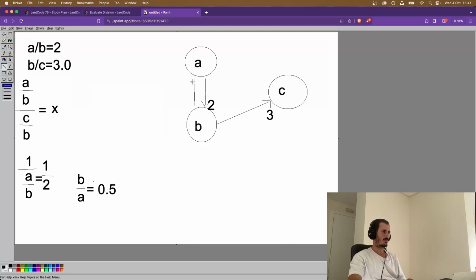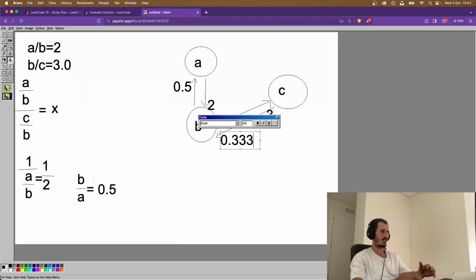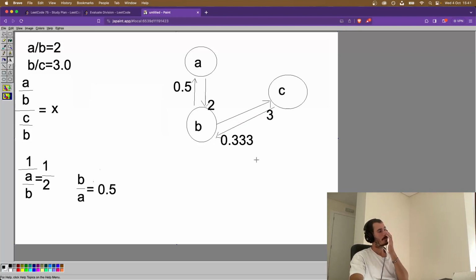So if a divided by b is 2, b divided by a is 1 over 2. So you can come here and do 0.5, and c over b is also 0.33. Okay, so what if they ask us for a over c?